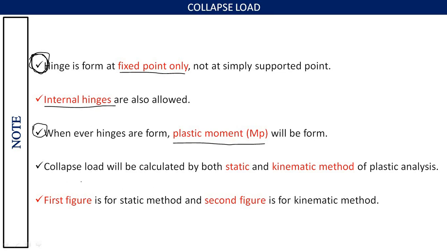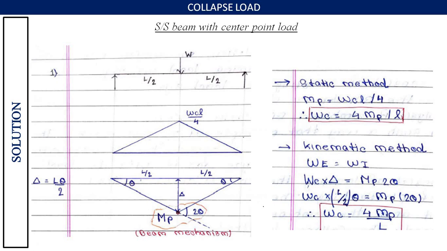Fourth, the collapse load can be calculated by both the static method and the kinematic method of plastic analysis. You can find it by either of these methods. I have shown both methods, or you can also calculate using one of them as per your convenience. And last but not least, the first figure is for the static method and the second figure is for the kinematic method, which I will show in the next slides. So let us start with the solution.